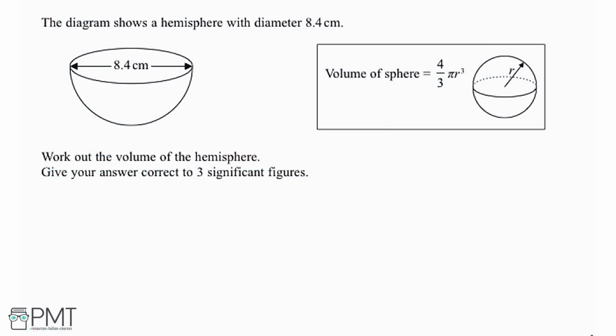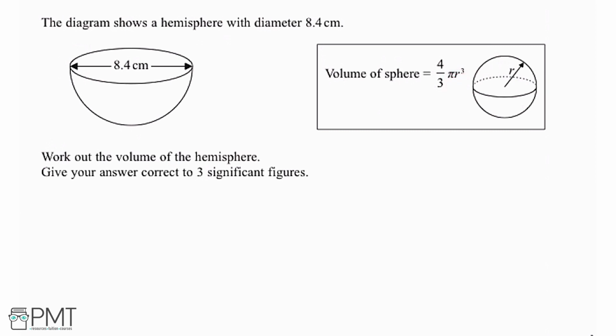The diagram shows a hemisphere with a diameter of 8.4 centimeters, and we need to work out the volume of the hemisphere, giving our answer correct to 3 significant figures. Okay, so we're helpfully told up here that the volume of a sphere is 4/3 pi r cubed. So we can see here we're using the radius.